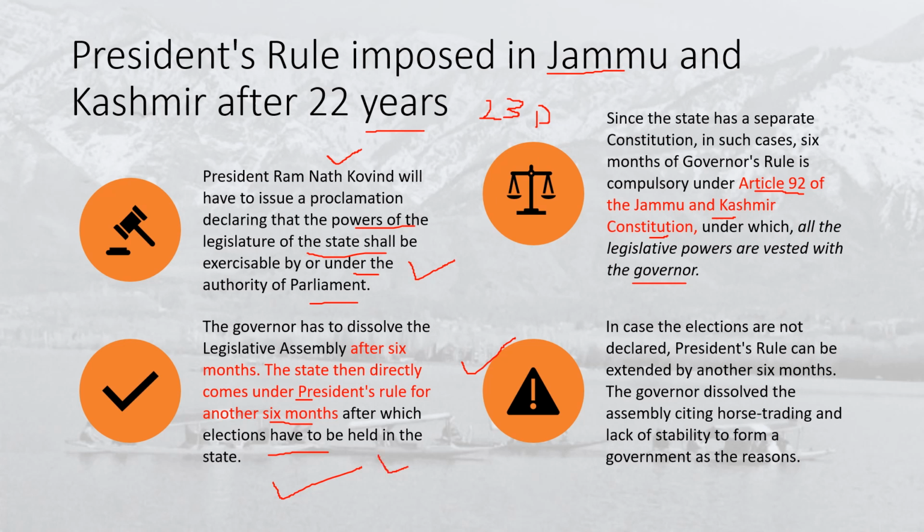In case the elections are not held, then the president's rule can be extended for another 6 months. So this is what is happening in the state of Jammu and Kashmir. What is important to remember is that before the president's rule is imposed in the state, Article 92 of the Jammu and Kashmir Constitution says that governor's rule is compulsory for a period of 6 months before such an action can be taken, under which the legislative powers are vested with the governor.